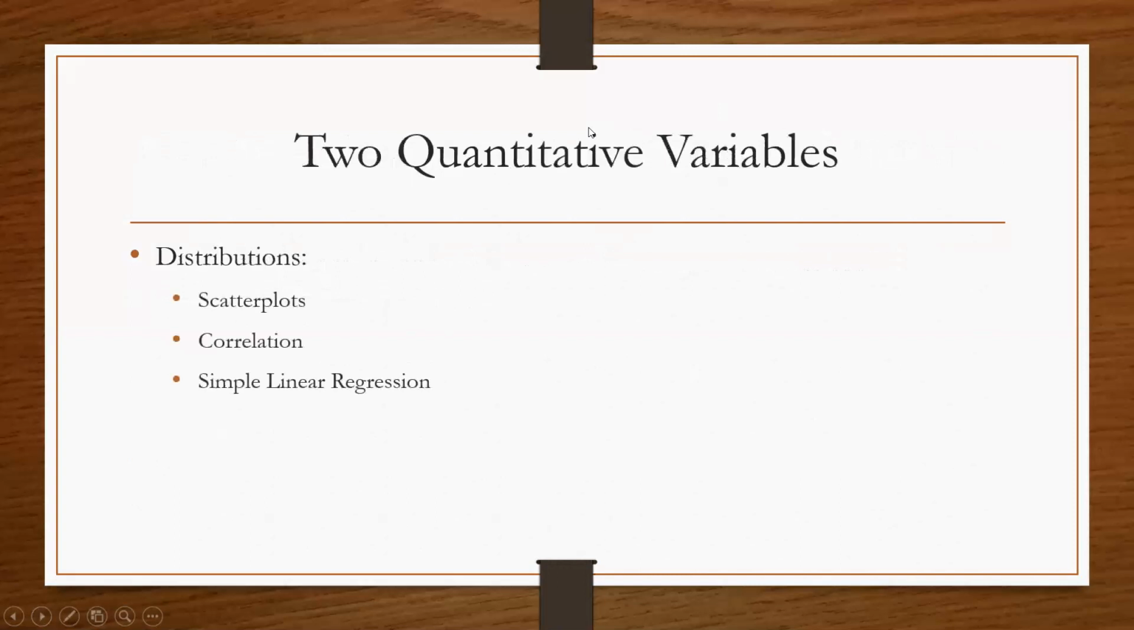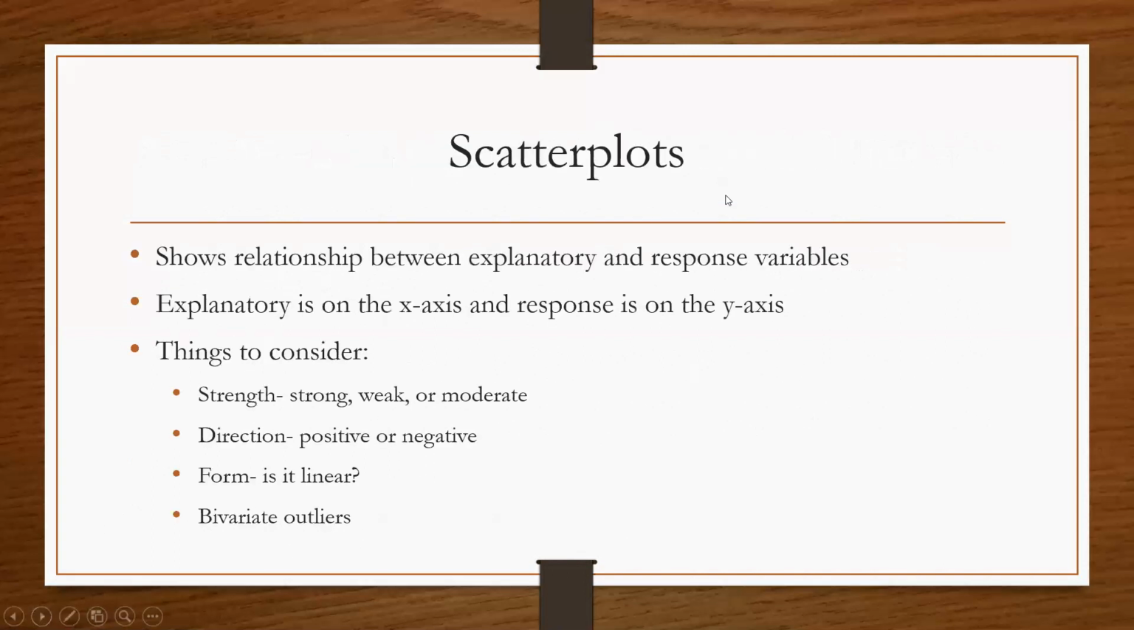All right, so here's the real meat of the lesson. Two quantitative variables. So for possible distributions for this, it's either going to be a scatter plot, a correlation, or a simple linear regression. Scatter plots show the relationship between the explanatory and the response variable. The explanatory is always going to be on the x-axis, and the response variable is always going to be on the y-axis. And so here are some very important things to consider whenever you see a scatter plot.